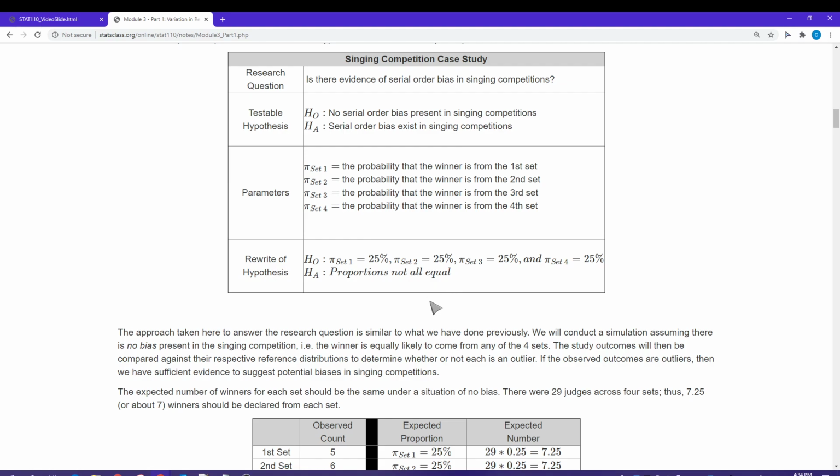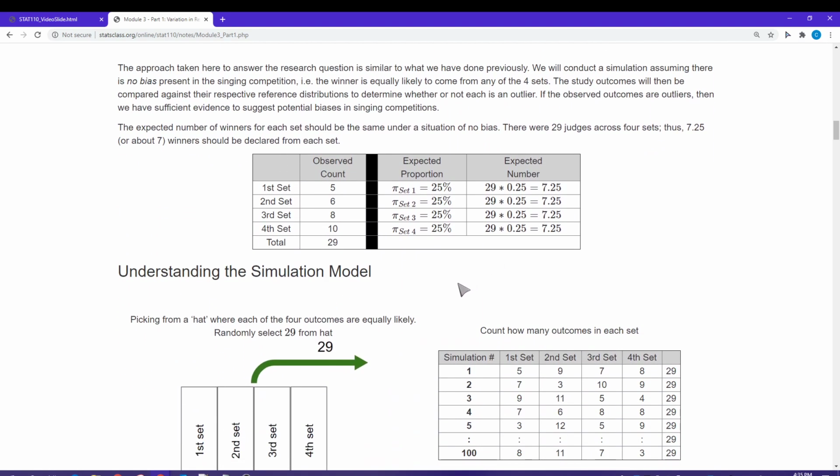Okay, so under no serial order bias, these are going to be set to 25%, 25%, 25%, 25%. Just like we've done before, we can use those proportions or percentages to determine the expected number. That's what I have here in the table on the screen. Again, there's a total of 29 individuals that were doing the evaluation or judging. I should expect about 7 winners from the first set, about 7 from the second set, the third set, and the fourth set.